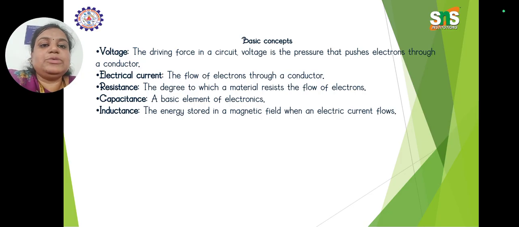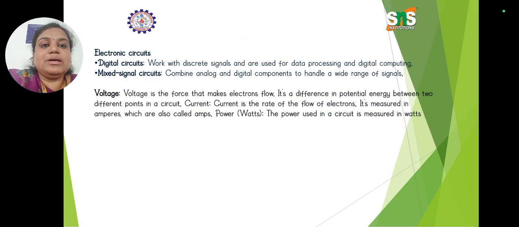So, the basic concepts of some of the components: voltage, electrical current, resistance, capacitance, inductance. Voltage is a driving force in the circuit. Voltage is a pressure and pushes the electrons through the conductor. Electrical current is the flow of electrons through the conductor. Resistance is the degree to which the material resists the flow of electrons. Capacitance is the ability to store electric charge. Inductance is the energy stored in the magnetic field when electric current flows. Electronic circuits are of two types: digital circuits and mixed signal circuits. Digital circuits work with discrete signals and are used for data processing and digital computing. Mixed signal circuits combine analog and digital computing to handle a wide range of signals.